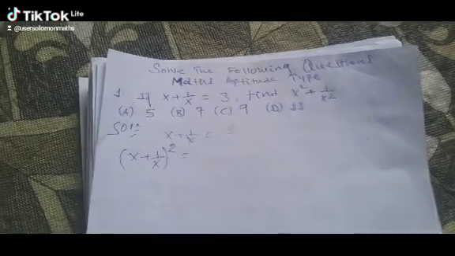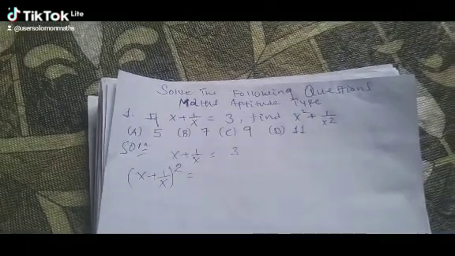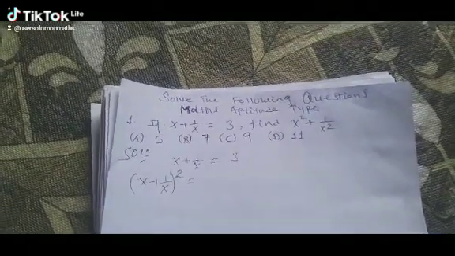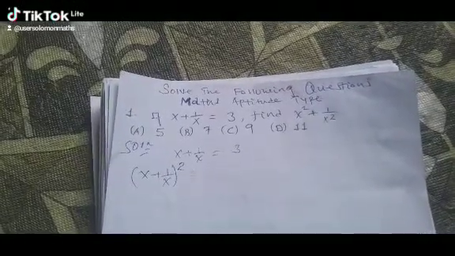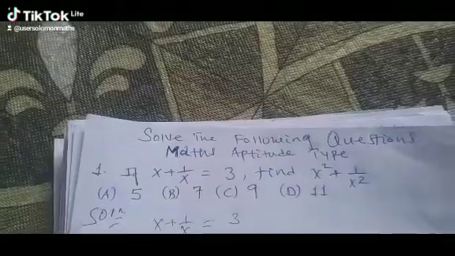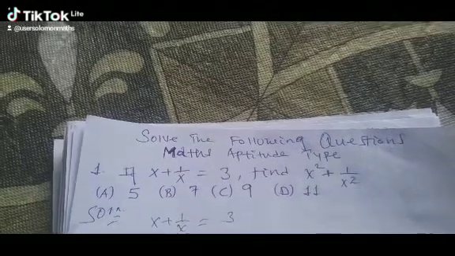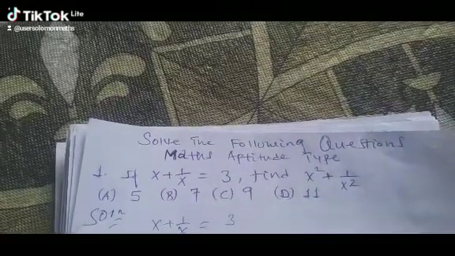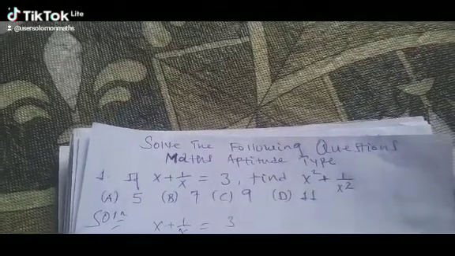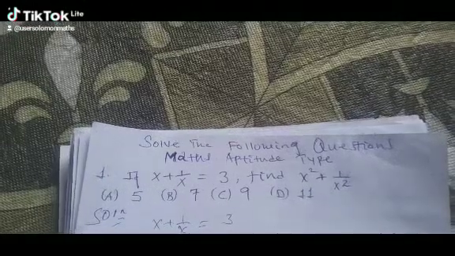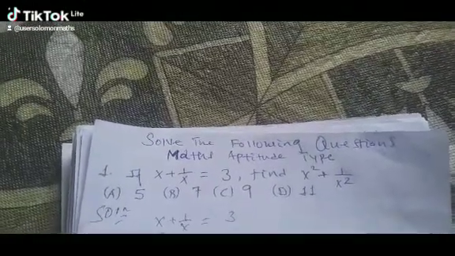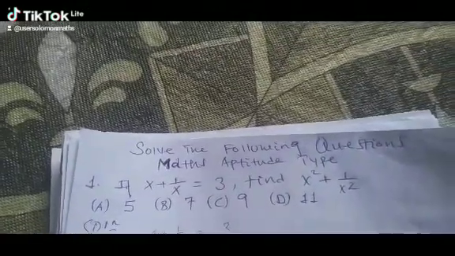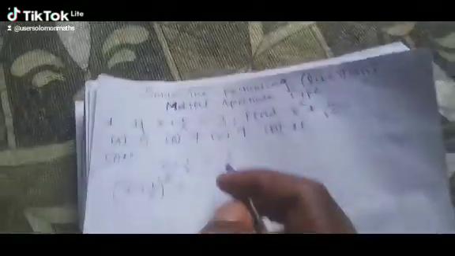Welcome to this video. Solve the following maths questions related to scholastic aptitude. If x plus 1 over x is equal to 3, find x squared plus 1 over x squared. So how can we solve this type of question? What is given? x plus 1 over x is equal to 3.